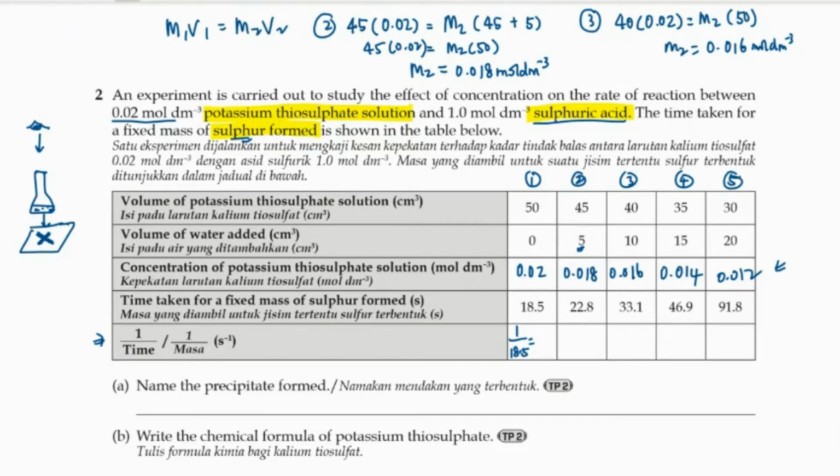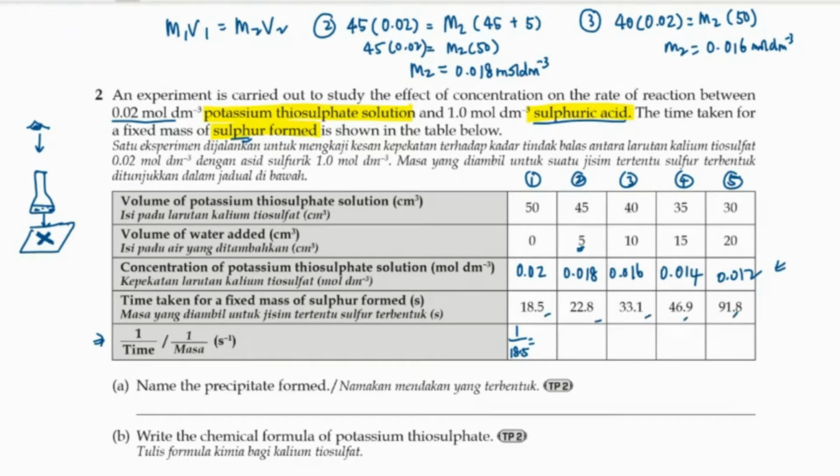Okay, class, now we look into this one, 0.014, 0.012. Now for 1 over the time taken, you see here, the lower the concentration of the sodium thiosulfate or potassium thiosulfate solution, the longer the time. The time increases.